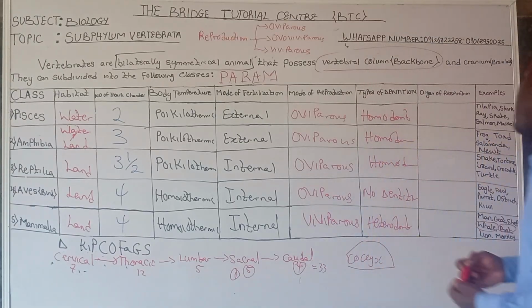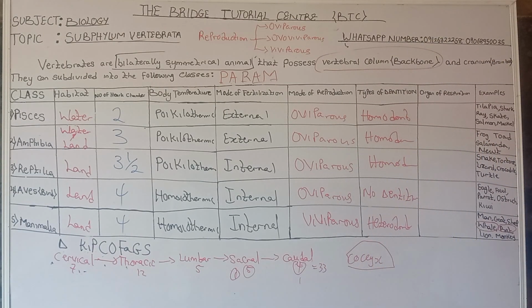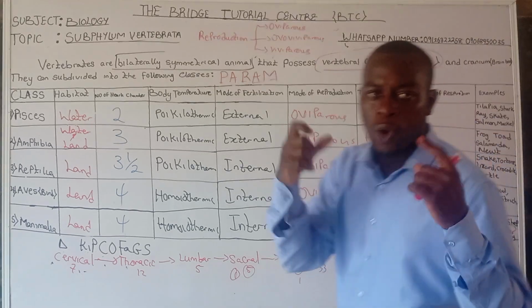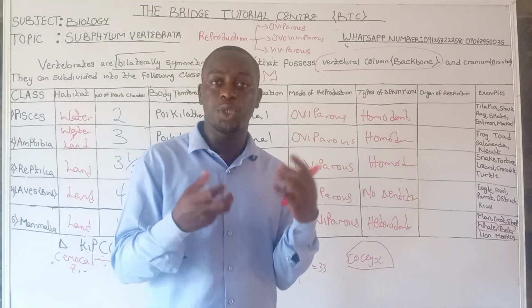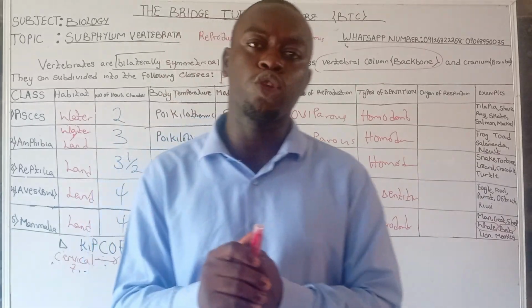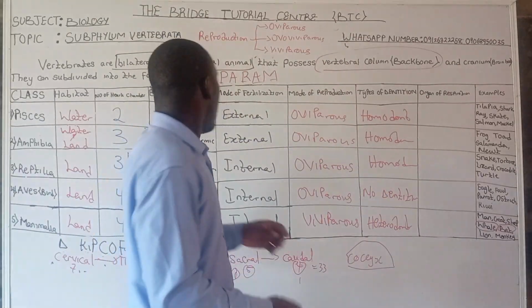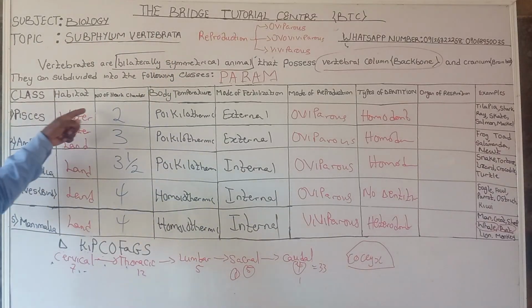Okay, moving on, we have the last aspect, which is organ of respiration. When you are talking about the organ of respiration, that is the organ that helps us to take in oxygen and breathe out carbon dioxide. So let's start from the first one, which is life in water.